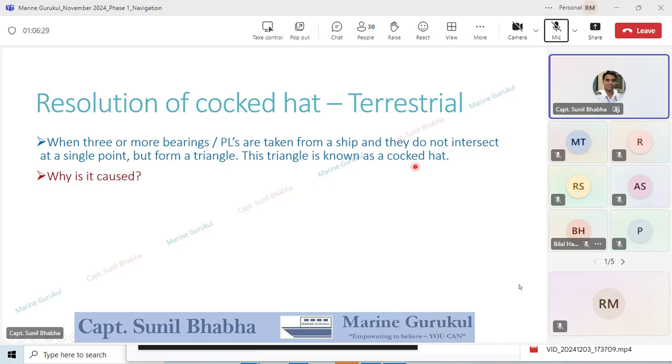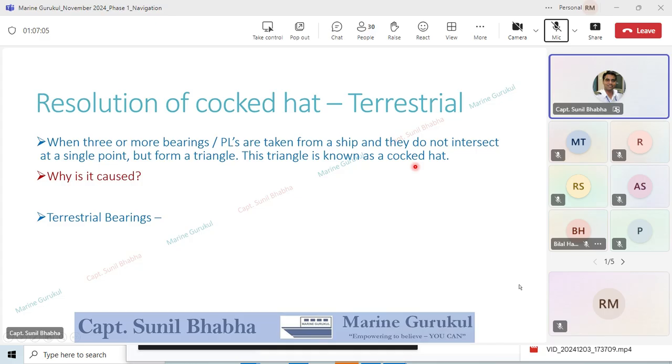Now the doubt which arises in our mind is, what is the reason why these three PLs are not intersecting at a single point? The reason for the formation of a cogged hat is because of some error. There is some error in one or all of the PLs because of which they are not intersecting at a single point. If there was no error, all the three PLs would have intersected at a single point only.